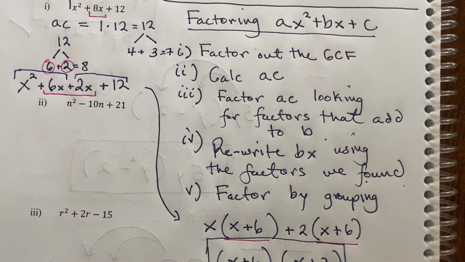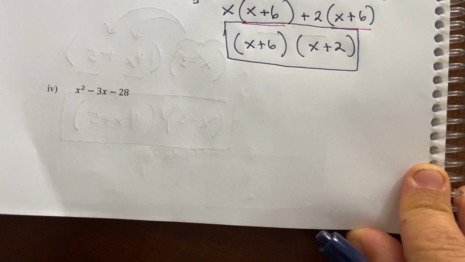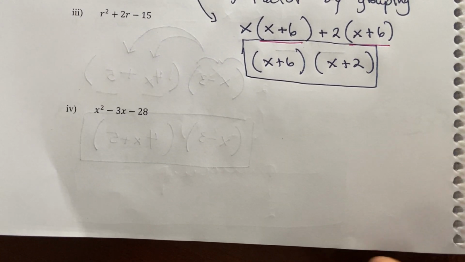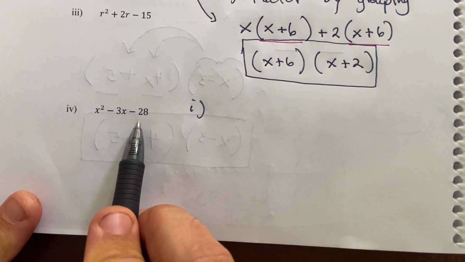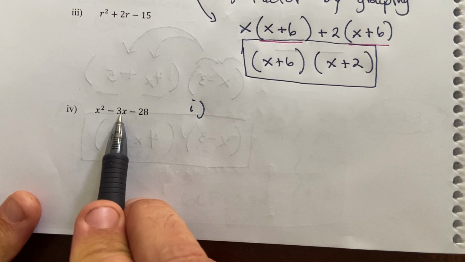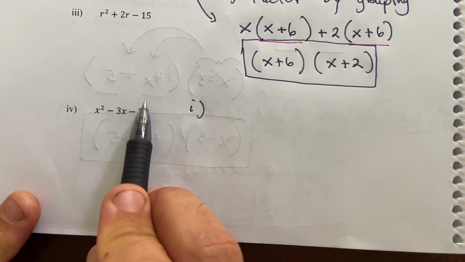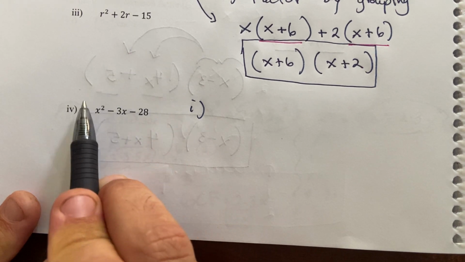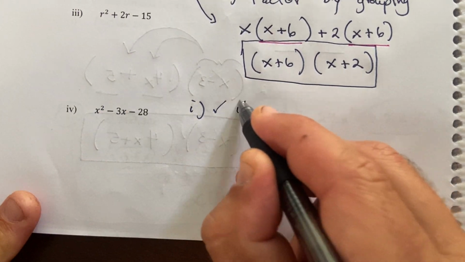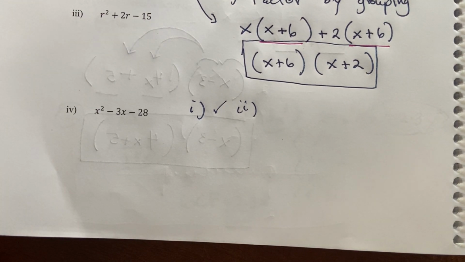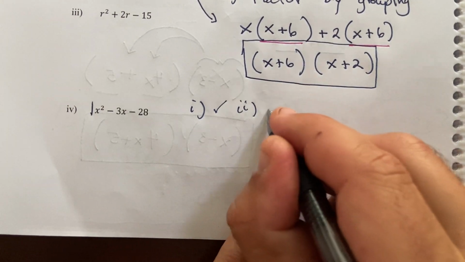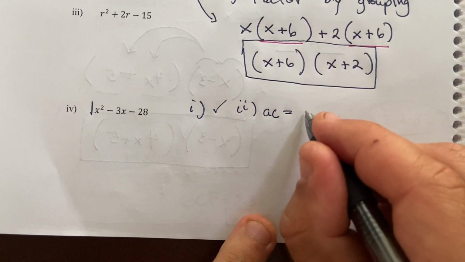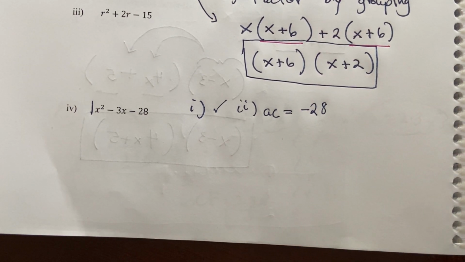So I'm going to skip down just because I ran out of room. Let's try another one. What was step 1? Step 1 was factor out the GCF. That's already done because there's nothing common to every single term. Step 2, calculate a times c. A in this case is 1. So a times c is 1 times negative 28. So we do take that negative 28.